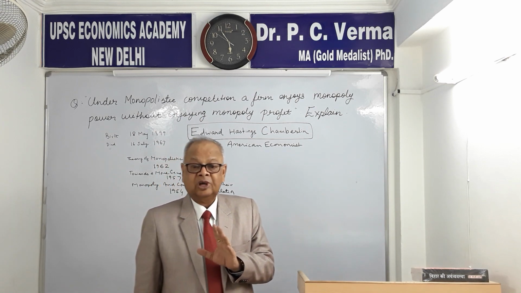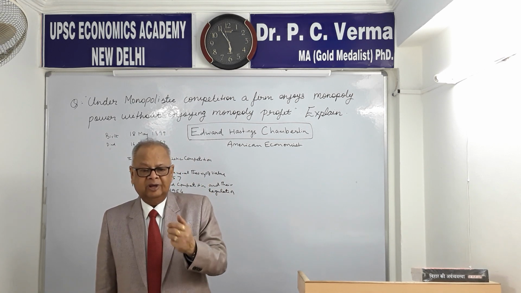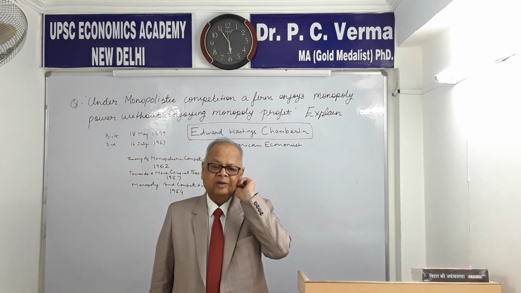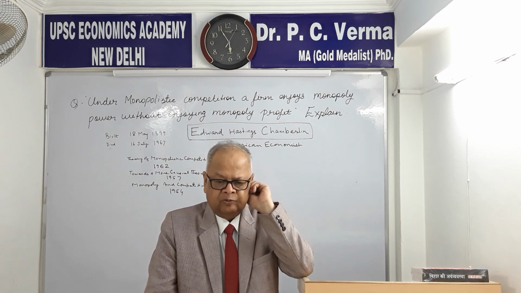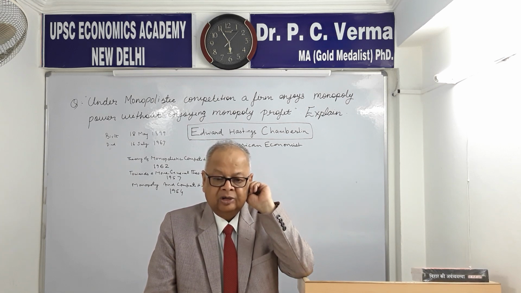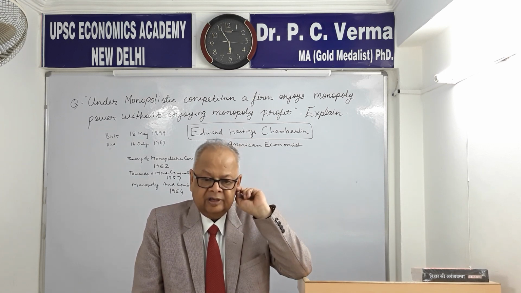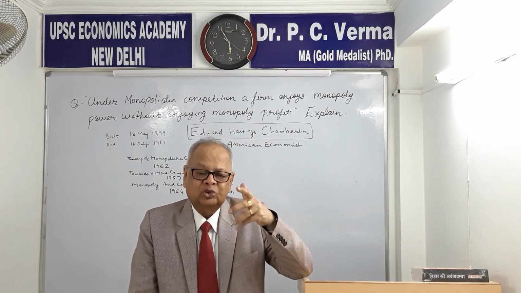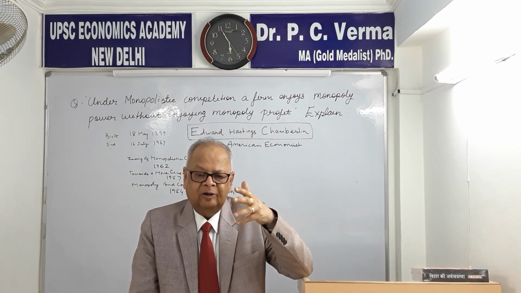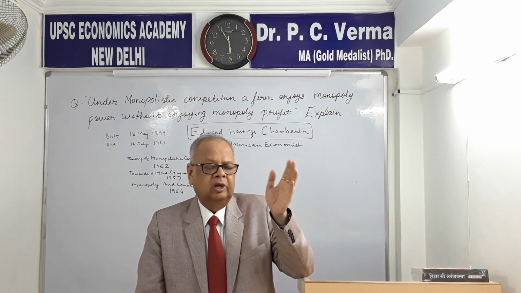So out of 28, if you attempt 5 questions, how many questions will you have to write? 4 into 5, 20. How many questions are there in total? 8. So out of 28, you will have to write 20, and 8 will be alternative. So read each chapter carefully from start to end.